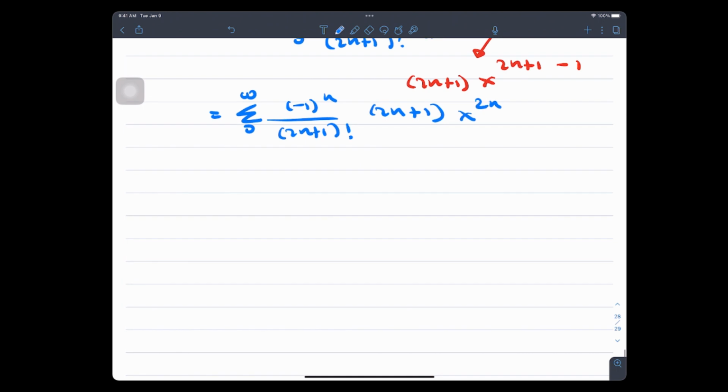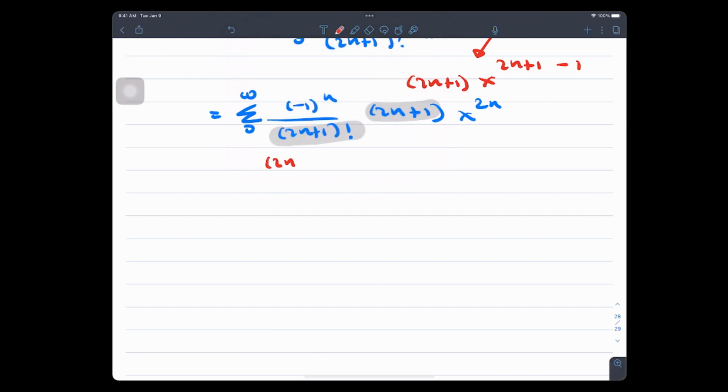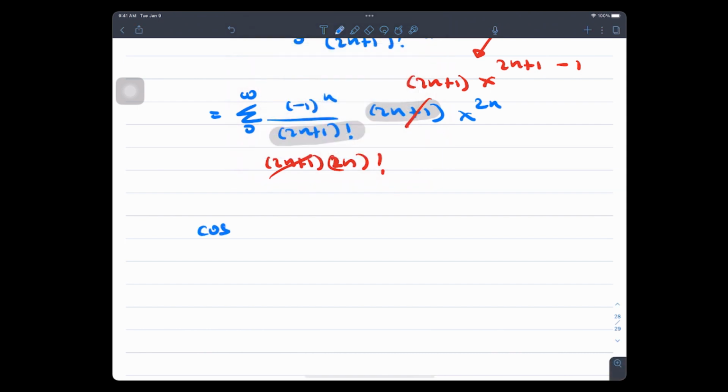And then, do you guys know what's going on here? How do you write 2n plus 1 factorial? Isn't that 2n plus 1 times what's 1 less, 2n factorial? So your 2n plus 1's go away. So what I'm saying is cosine is described in terms of a power series: x to the 2n over 2n factorial.